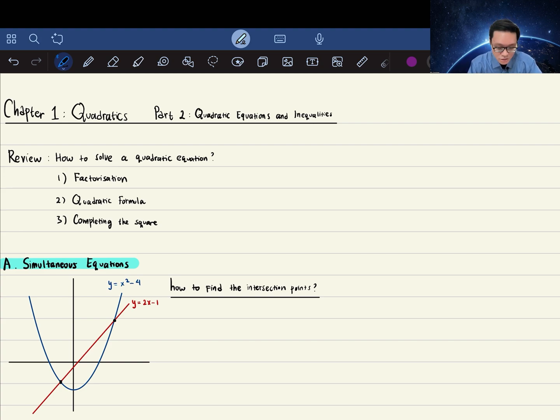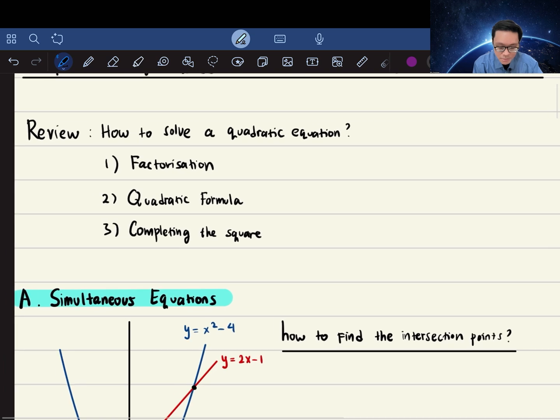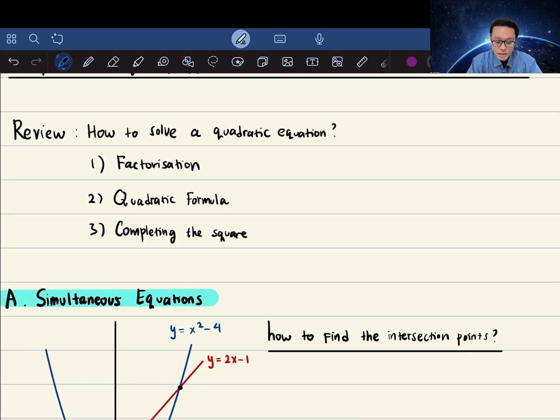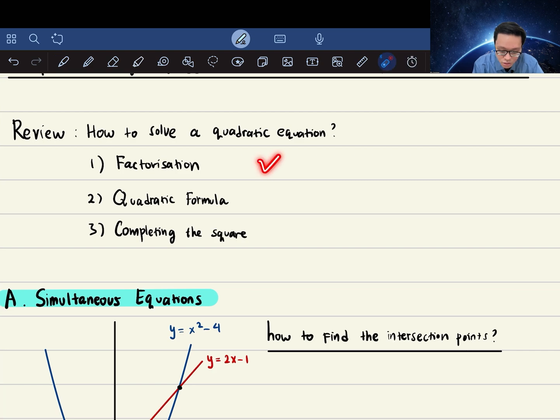So in this video, we are going to start with the review. We know that we have three methods to solve quadratic equations. We have factorization, we have the quadratic formula, and in the previous video, we learned about how to complete the square. So we are going to apply these three methods to solve some kinds of equations.